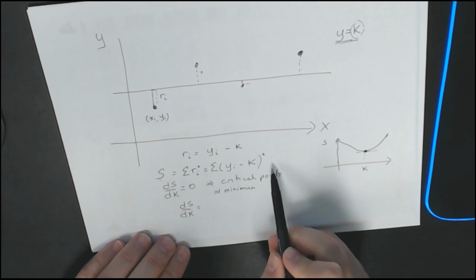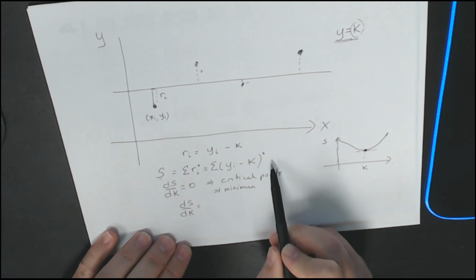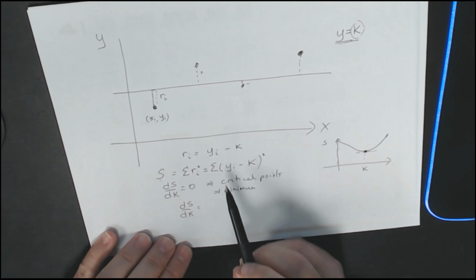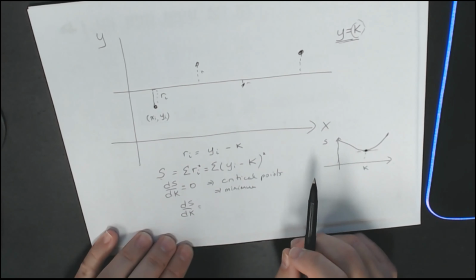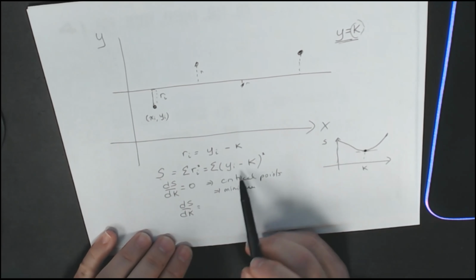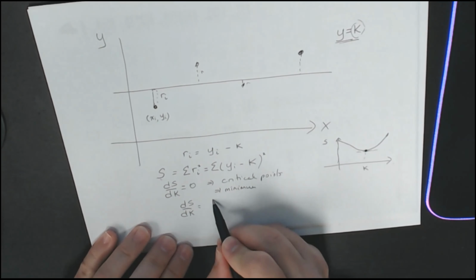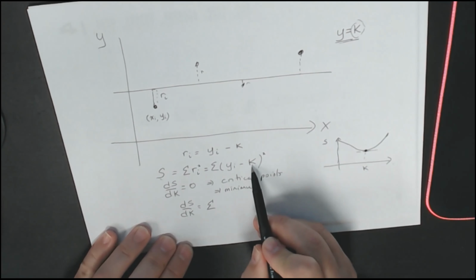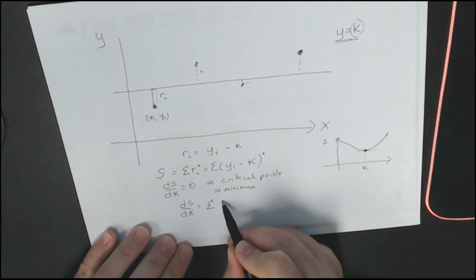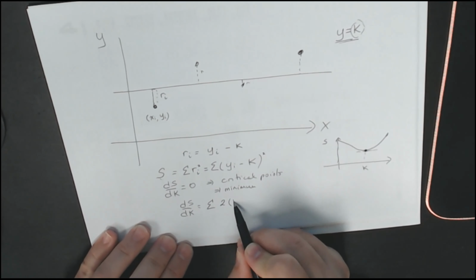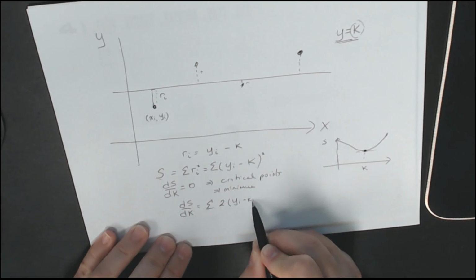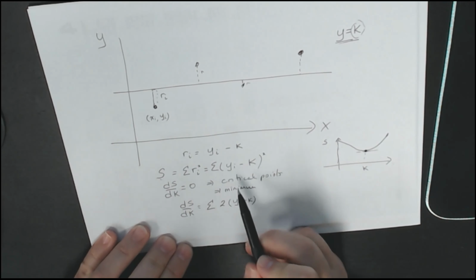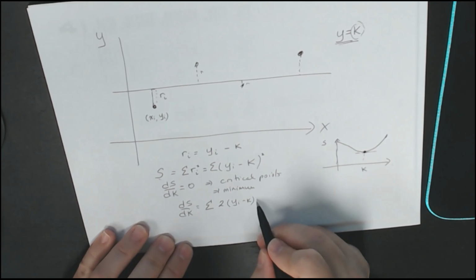Now, these are just sums. Because they're just sums, the derivative of a sum is the sum of the derivatives. So that means we can just take the derivative of each term independently all the way through. Well, the derivative of (yi minus k) squared would be 2 times (yi minus k) times the derivative of the thing on the inside with respect to k.